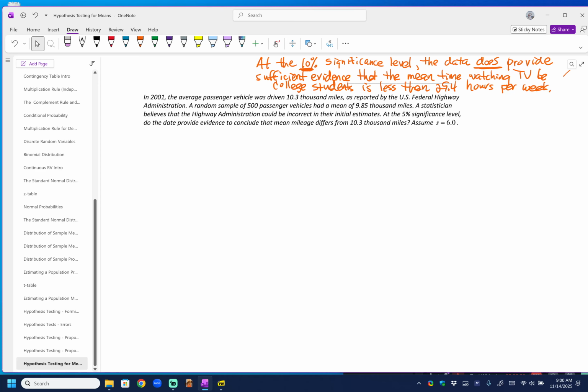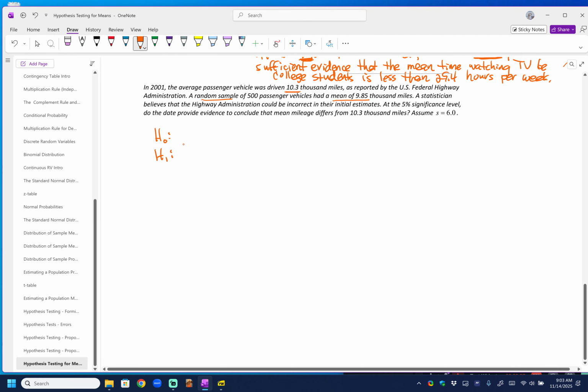At the 5% significance level, do the data provide evidence to conclude that the mean mileage differs from 10.3 thousand miles? Assume S equals 6. Okay, let's jump right into the hypotheses. Again, let's assume the requirements are met just to speed up the video here. We have a statement of equality of the population mean. If you look, we do have a random sample of 500 passenger vehicles, which yields a mean of 9.85.